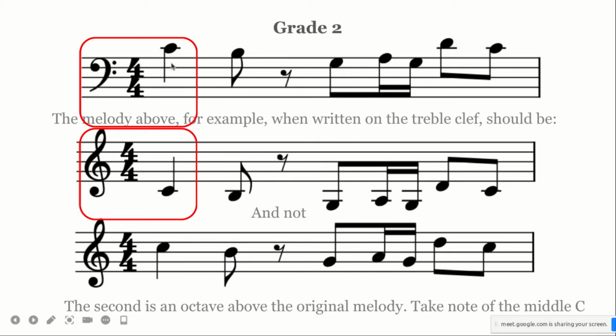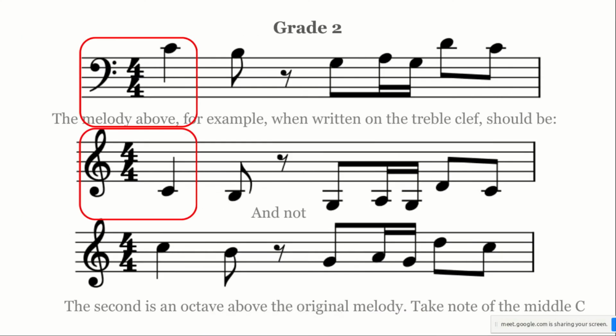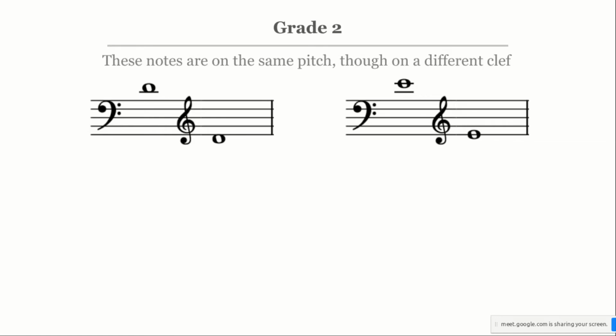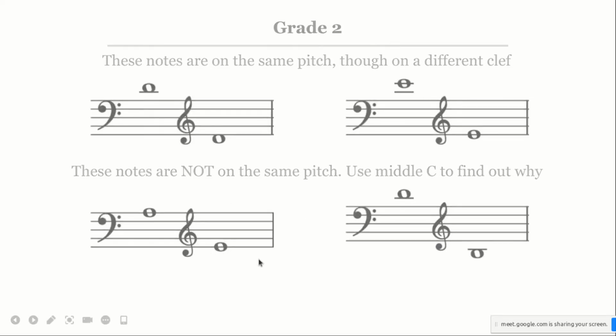So always make sure that you have the same note and not an octave higher or an octave lower. If I get lost, kindly tell me so I repeat what I said earlier. So these are notes on the same pitch, though on a different clef. As we have said, you can see the same thing we looked at earlier. And then these are not on the same pitch, although they look somehow mirrored, because they are in different directions from the middle C.